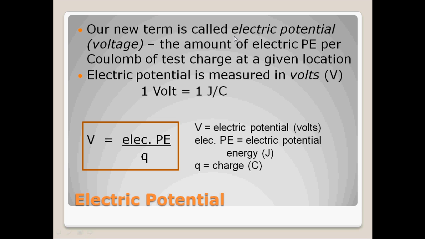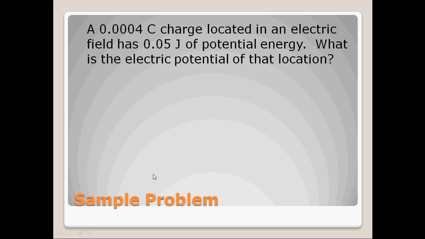This way, it is a function just of the electric field and not of each individual charge that comes wandering into that field. Now, the unit that we use for electric potential is the volt. A volt is equal to 1 joule per Coulomb, because it's the amount of potential energy in joules per Coulomb of charge. So if we wanted to calculate the electric potential at a given location, we would just take the electric potential energy of a charged object at that location and divide by the charge of that object. So let's see what that looks like.